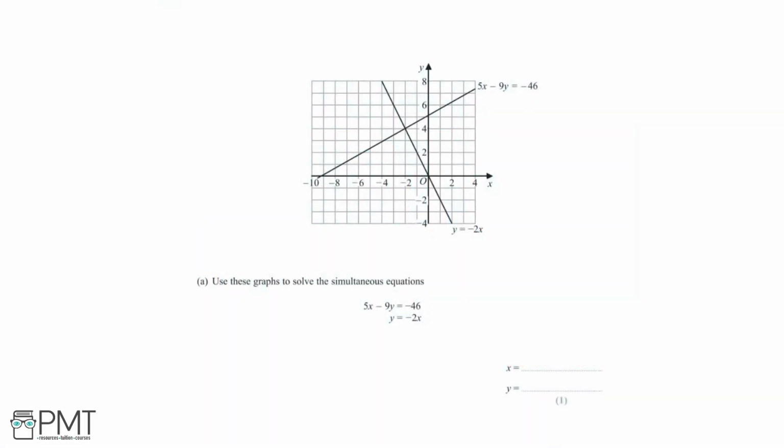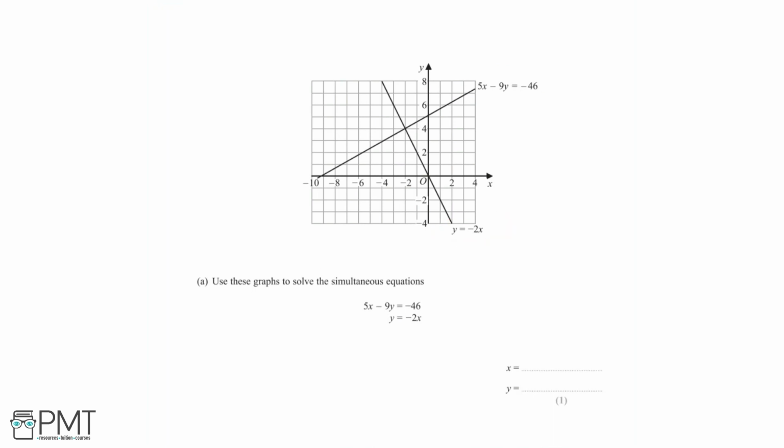In part A, we need to use these graphs to solve the simultaneous equations 5x minus 9y is equal to minus 46 and y is equal to minus 2x. Now let's take a look at the 2 lines on our graph. We have the line with equation 5x minus 9y is equal to minus 46, and we have the line with equation y equals minus 2x.